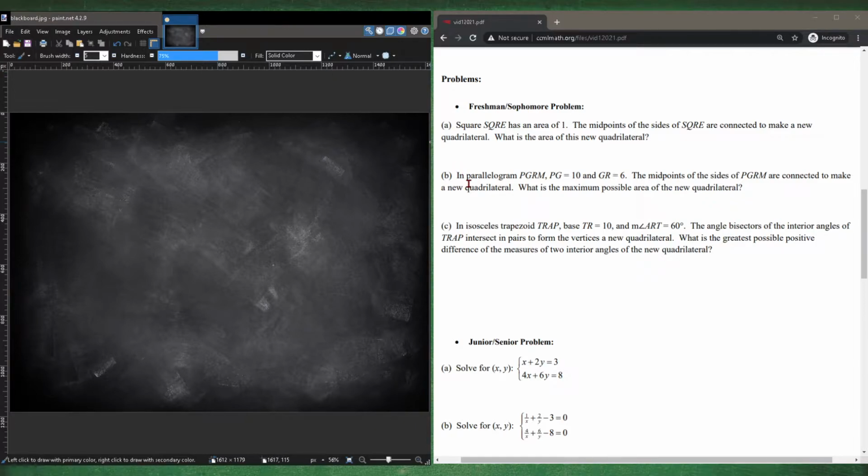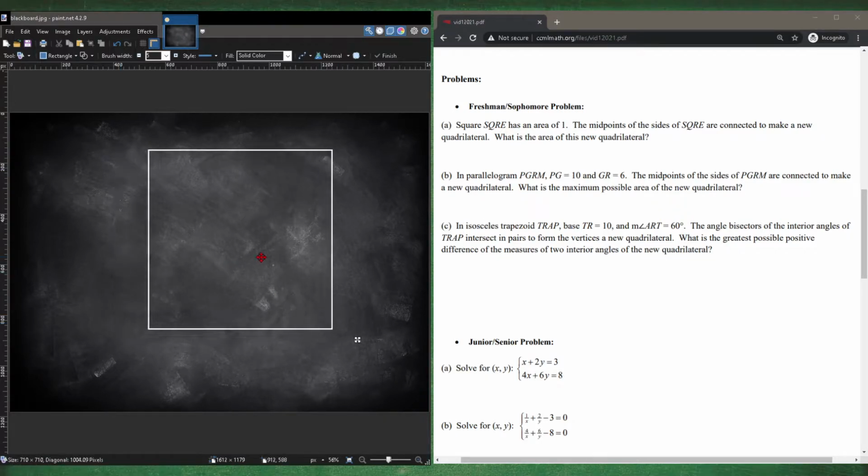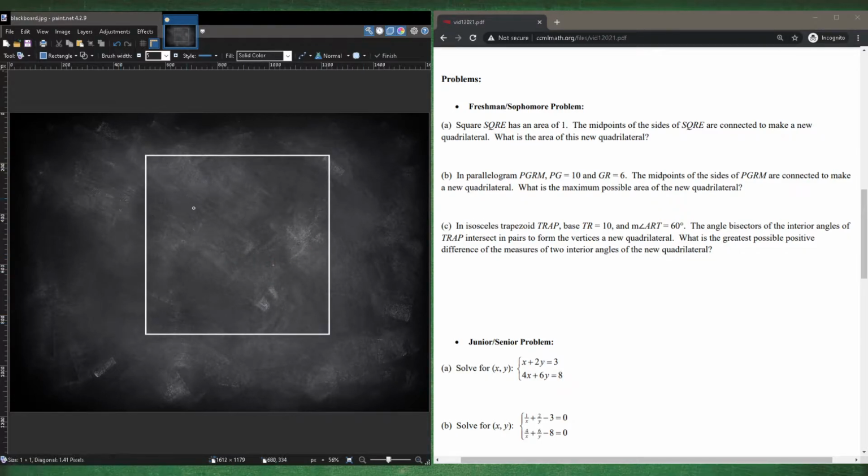Okay, first question: square SQRE has an area of 1. The midpoints of the sides of SQRE are connected to make a new quadrilateral. What's the area of this new quadrilateral? So what we could do is just make a square, and then make a quadrilateral. The quadrilateral is going to be a square. I'm not going to prove why, and I'm also not going to use the property that it's a square, but it's good to know it.